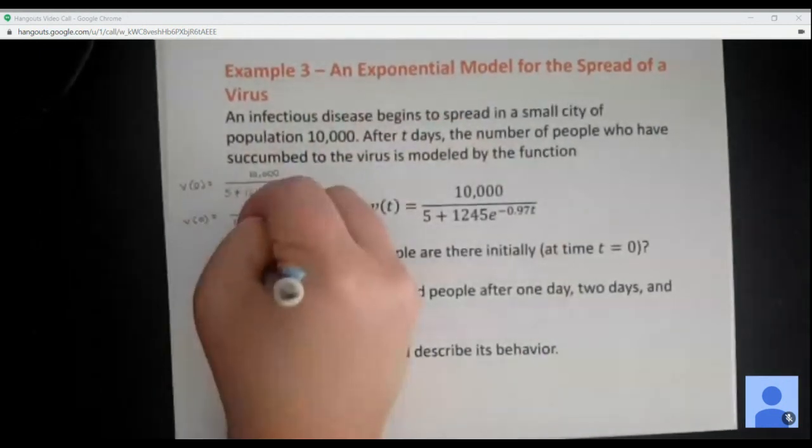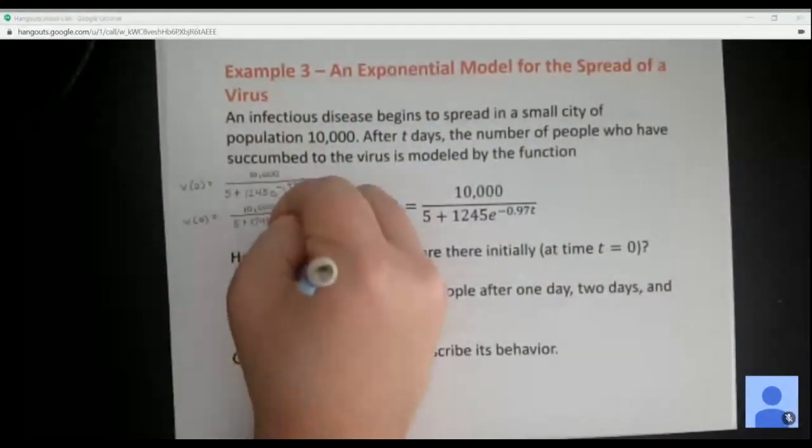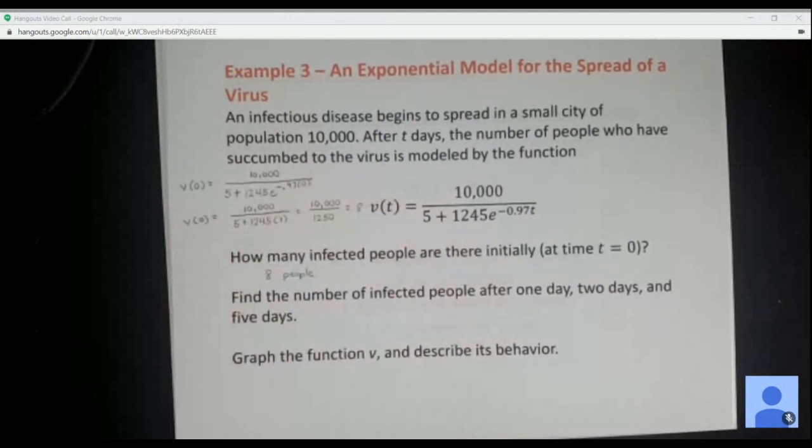So what that tells us here is how many people were infected. So initially in that town, there were 8 people infected. Any questions on how we got that? All right, so I want you to try the second part here.